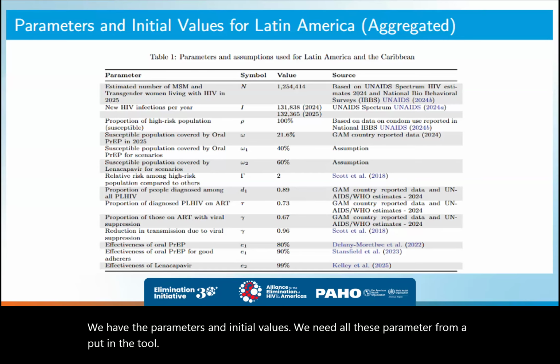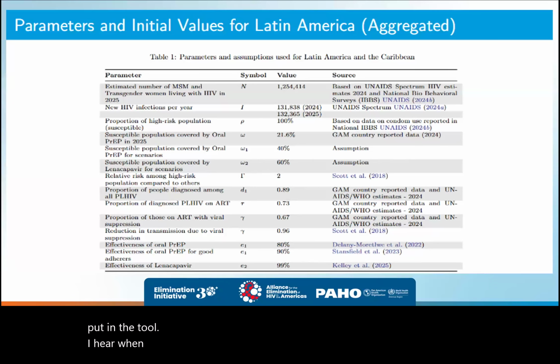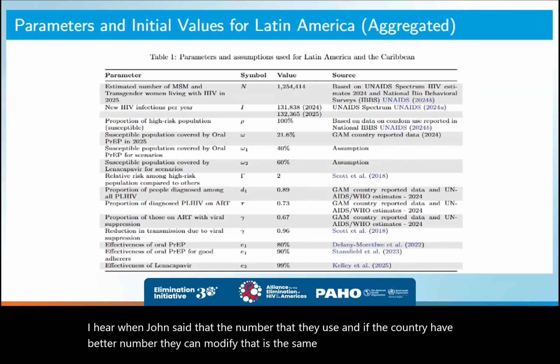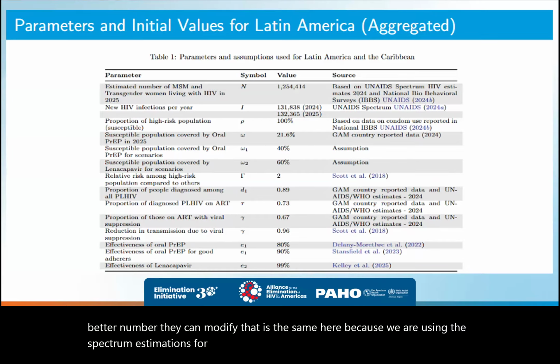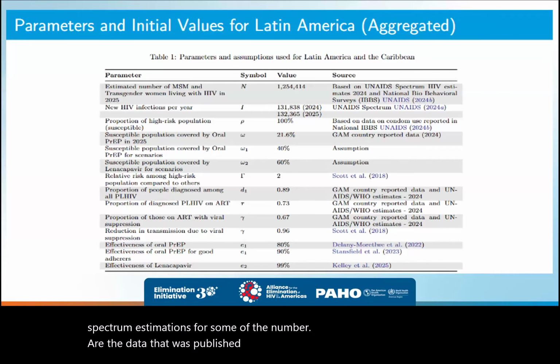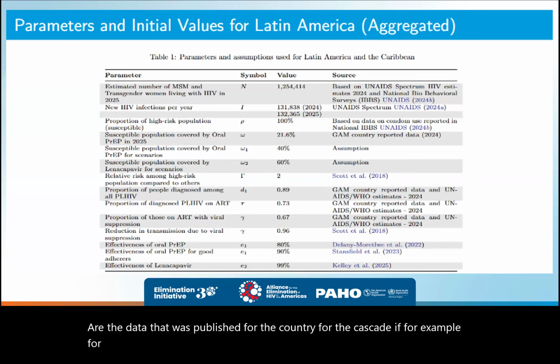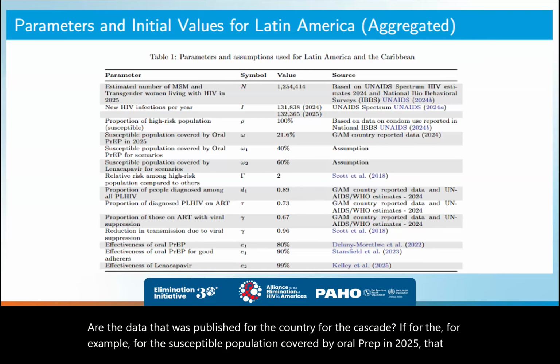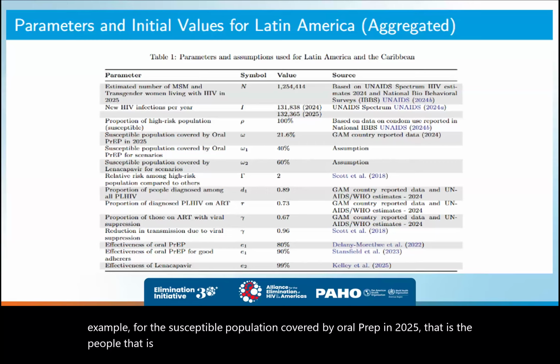I heard when John said that for the numbers they use, if the country has better numbers, they can modify them. That is the same here, because we are using the Spectrum estimations for some of the numbers, or the data that was published for the country for the cascade. For example, for the susceptible population covered by oral PrEP in 2025, that is the people on PrEP according to the denominator, the susceptible population.